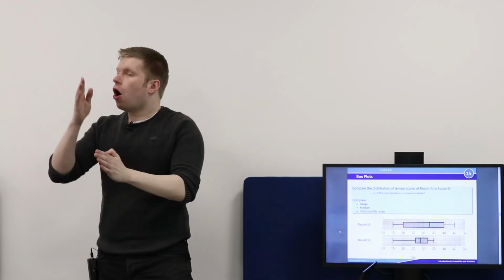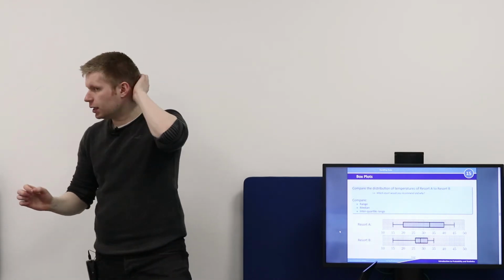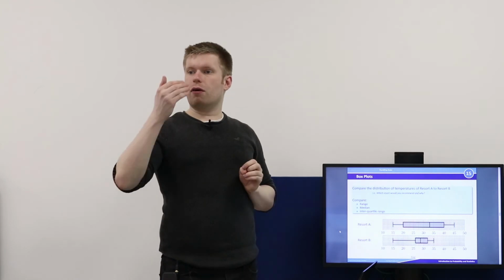So therefore, which median is higher? Resort A or resort B? Resort A, which means that on average, because remember median is an average, resort A is hotter than resort B because the median is higher. Does that make sense? So the median literally tells you which one has the higher average temperature. So one way of comparing this, usually using the median, is to say that resort A has a higher average temperature than resort B. Does that make sense?